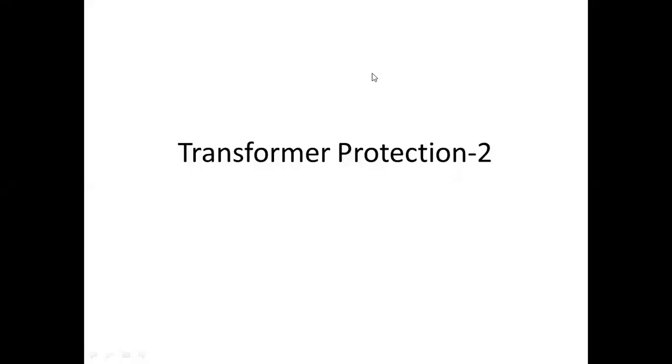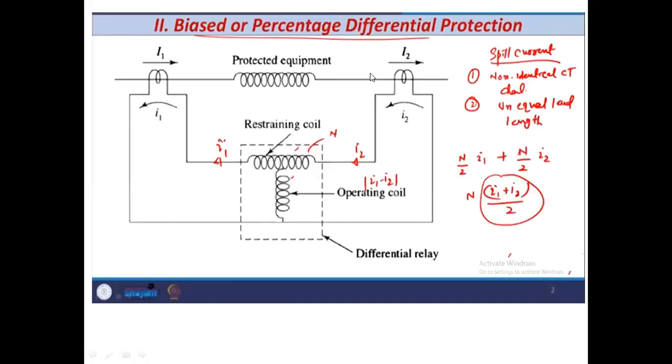Okay, Bismillah ar-Rahman ar-Rahim. Let's continue our discussion on the transformer protection. So we have discussed earlier that we can use the circulating current protection. In that circulating current differential protection, two problems are faced. The first problem is the spill current, which flows through the relay because of the non-identical saturation characteristics.